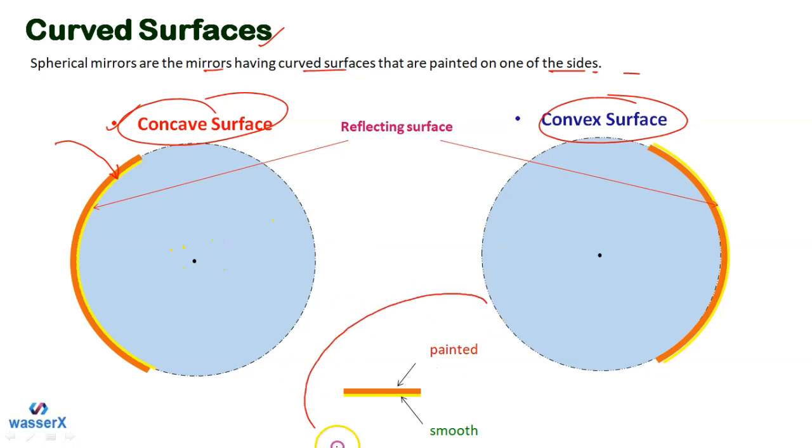Okay, so as you can see here, this one is the painted one, and this smooth surface, the yellow one, is the shining and smooth surface, which will be reflecting all the rays falling on it. Okay, in the same case, as you can see here, you are having the convex surface. In the case of the convex surface, one thing which is different from the concave surface is that the reflecting surface is outward on the spherical mirror, whereas it is inward in the case of the concave surface.